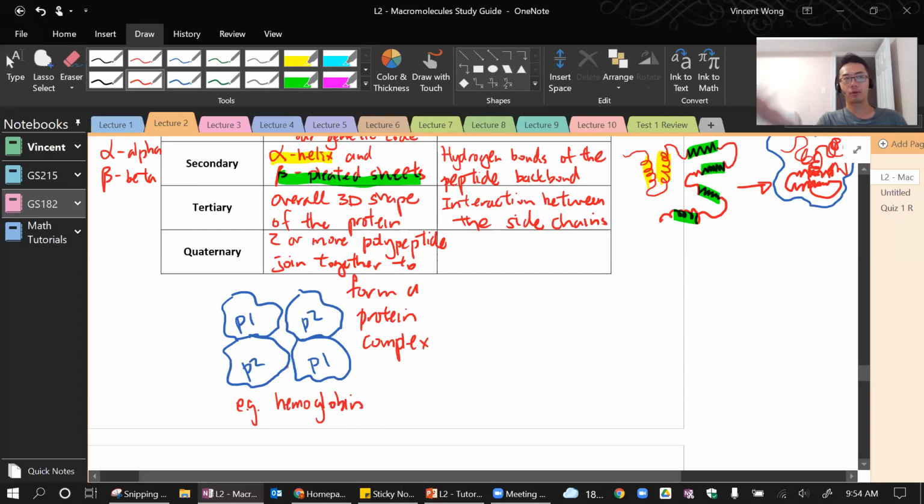Okay, hemoglobin helps you carry oxygen in the body. It has 4 subunits, 4 polypeptides, right? 2 alpha and 2 beta. So what holds it together? It is interactions between each polypeptide. So maybe there is some bonding here, just holding it together.